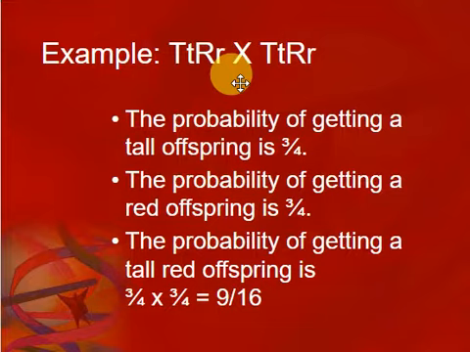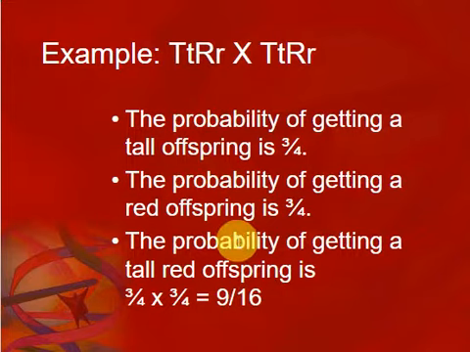So if we look at just the T's, we've got 2 heterozygotes. If we were to lay out that Punnett square, we'd end up with tall being 3 out of 4. Same thing with red, 3 out of 4, because it's the same setup, 2 heterozygotes. So we multiply 3 out of 4 times 3 out of 4, we get 9 out of 16. So the probability of getting a tall red offspring is 9 out of 16.